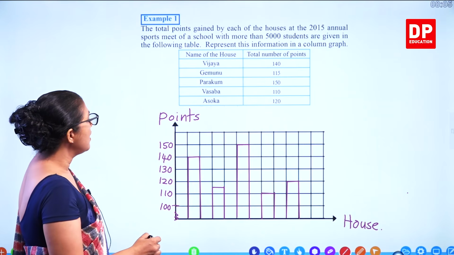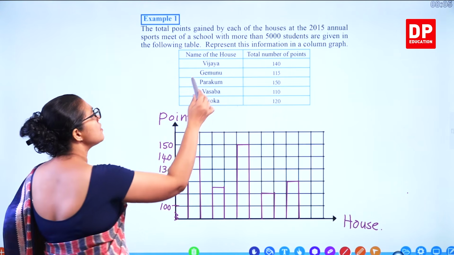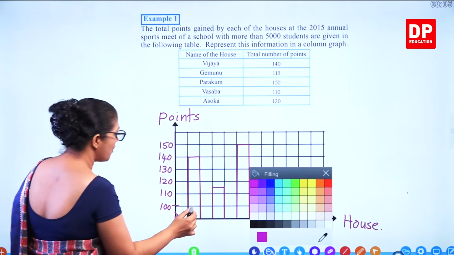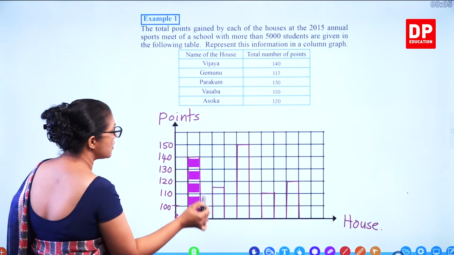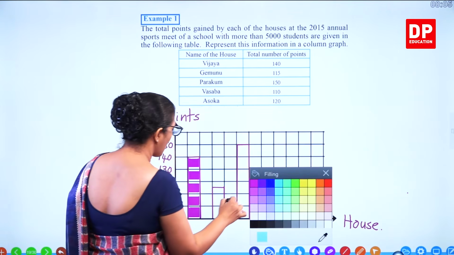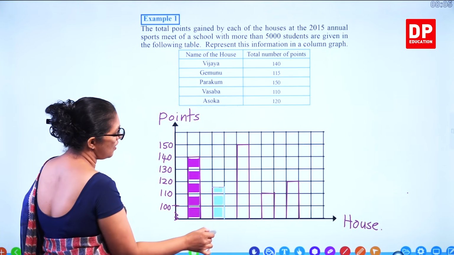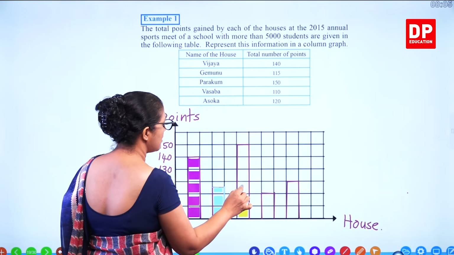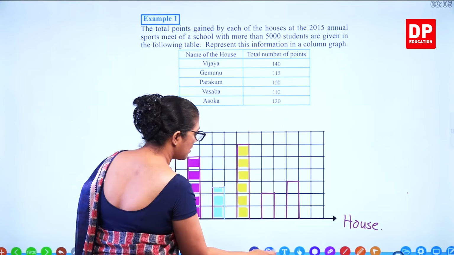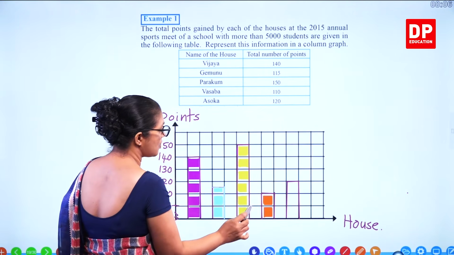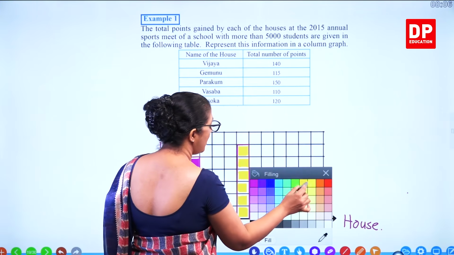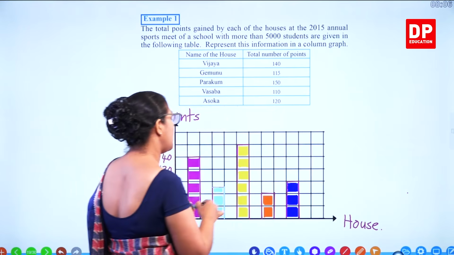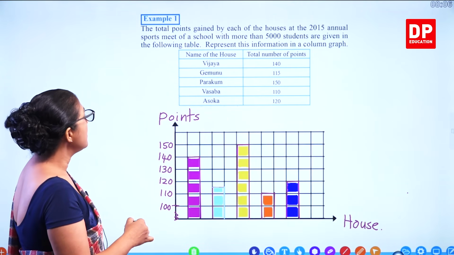bars, and now you can put colors. You can put the house colors. If you know the house colors, it's easy to refer. We'll put this house is this color, and this one house this color, and we'll take blue color here. So these are the 5 houses.